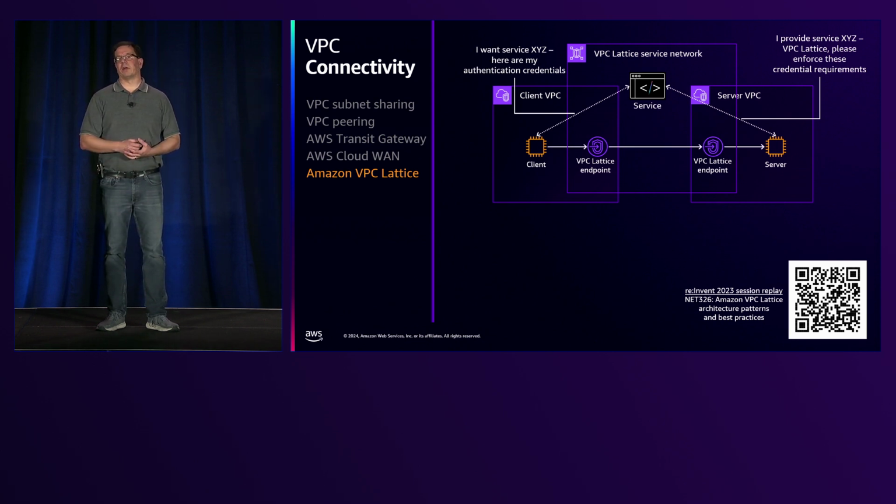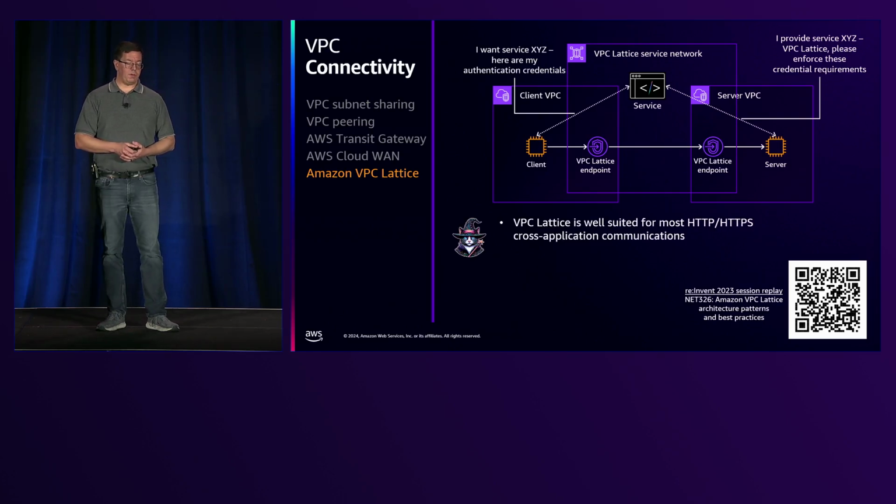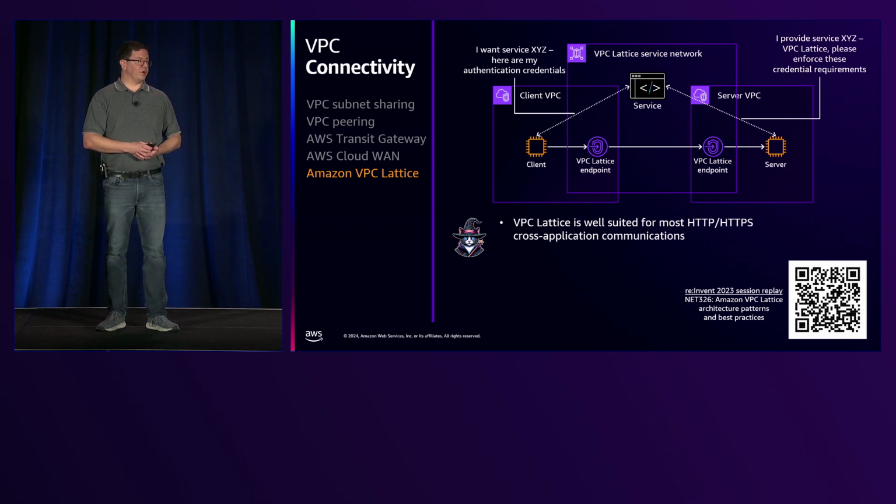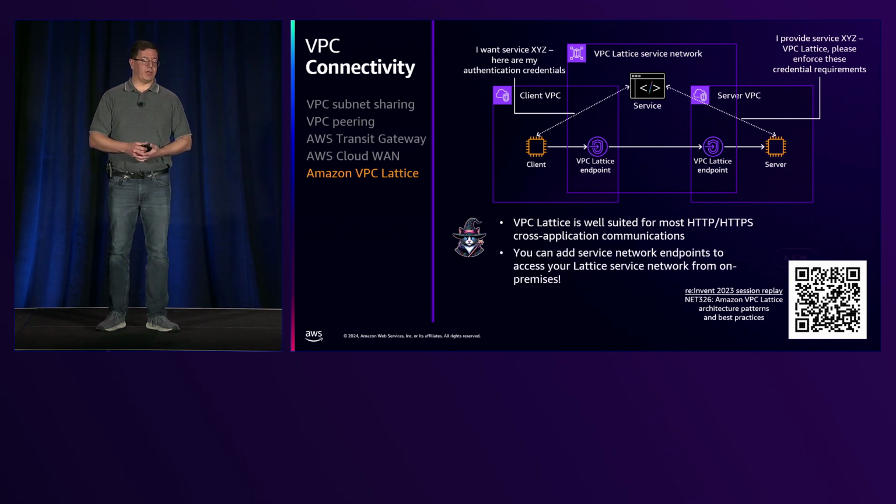You don't need any other networking constructs in order to do this, and you completely isolate what the server is versus what the client is. And that's the power of it. You can have the server, same VPC, different VPCs. You can have it spread out across multiples. VPC Lattice is well suited for HTTP, HTTPS, gRPC type of applications.